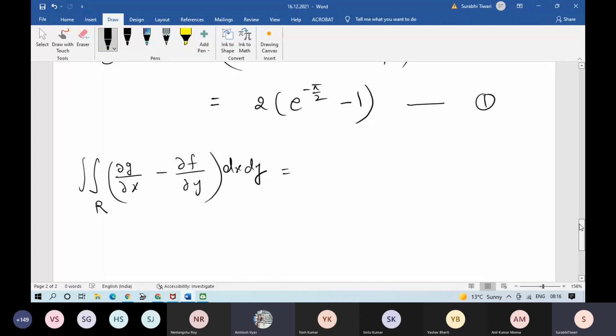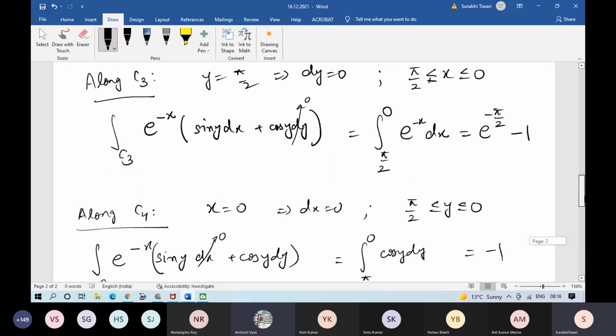Now it is a square, so take out del G by del X minus del F by del Y. So this is minus e raised to the power of minus x cos y minus e raised to the power of minus x cos y, dx dy. Now look at the limits of dx dy.